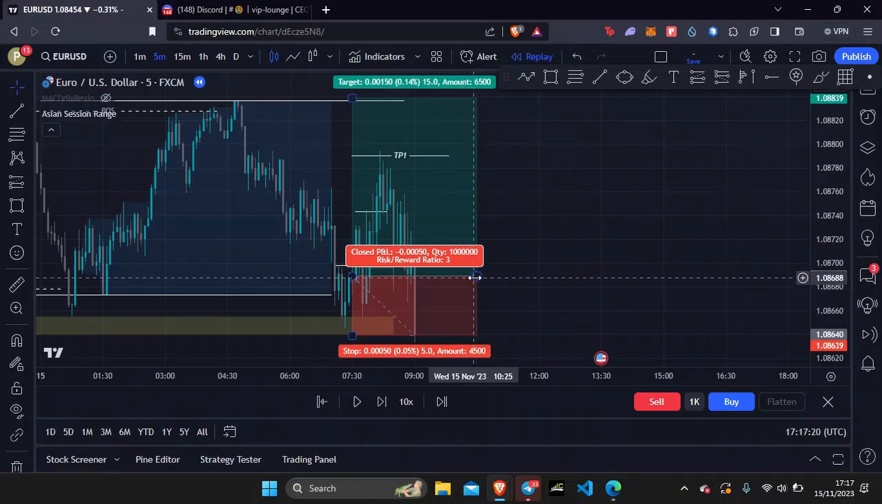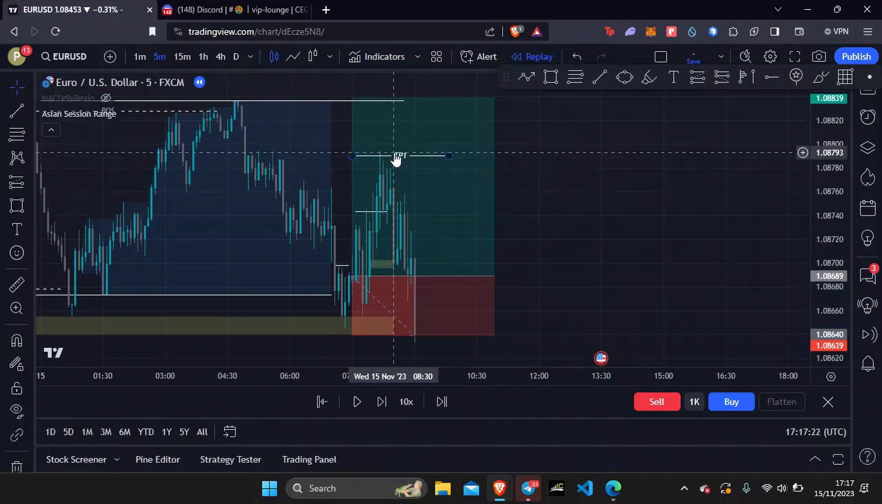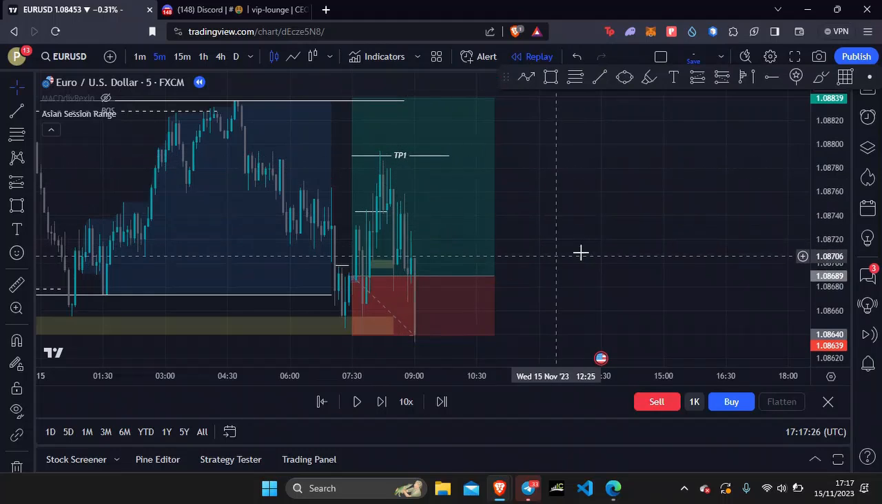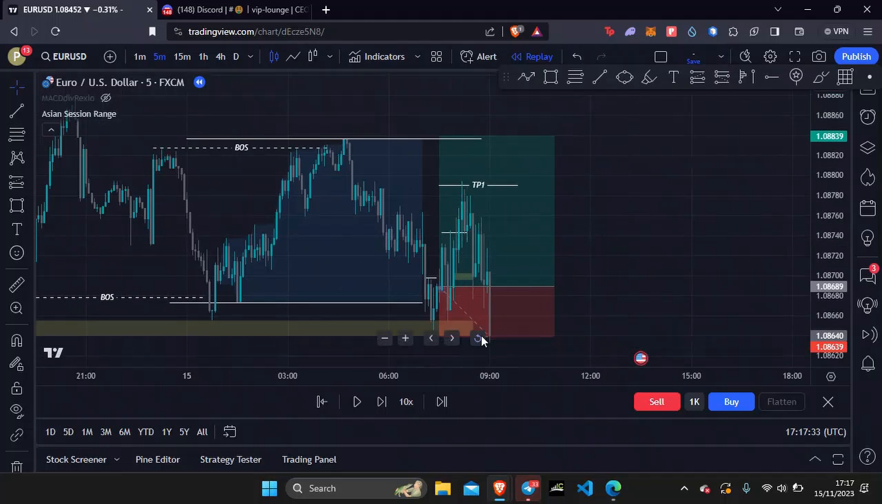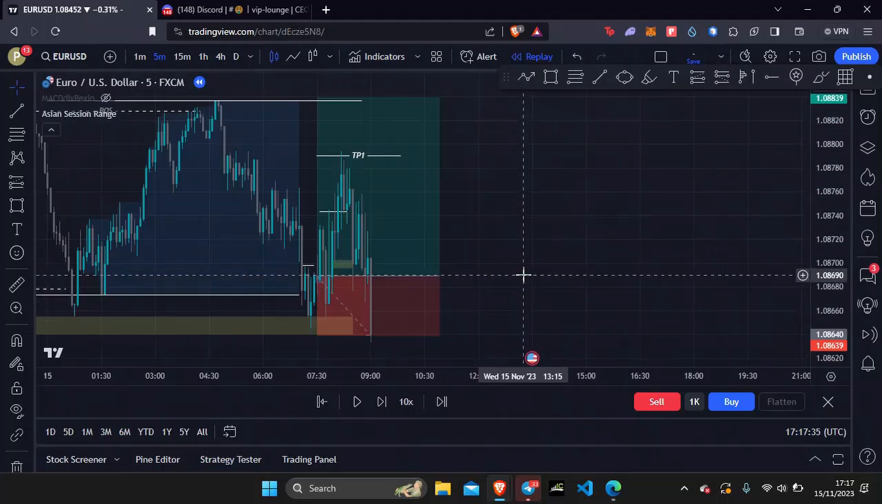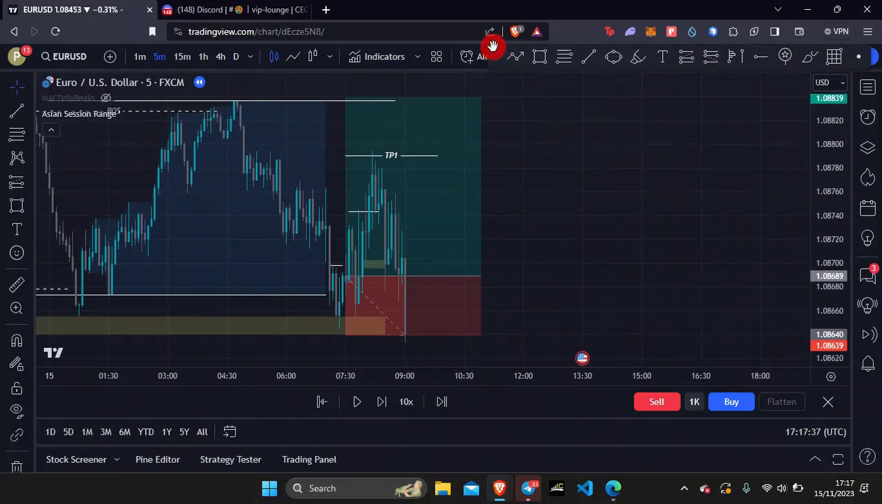So this was a beautifully managed trade. It didn't go our way, but we were still able to secure some profits and then go break even. So instead of losing money, we secured money and then also made the trade risk free. So that was the Judas swing trade of today. Beautifully managed, beautifully played out.